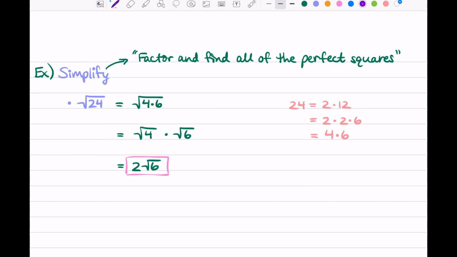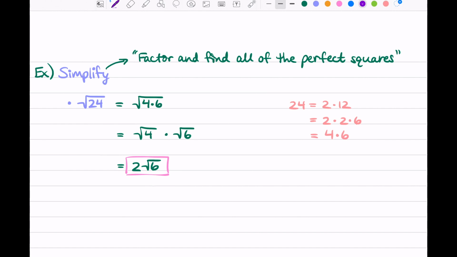Since the square root of a perfect square simplifies to a whole number, there's no point leaving it in the square root. So we're essentially trying to remove all of the perfect squares from under the square root. So all that we have left under the square root is a non-perfect square. And that's what it means to be a simplified square root. We only have non-perfect squares left on the inside.